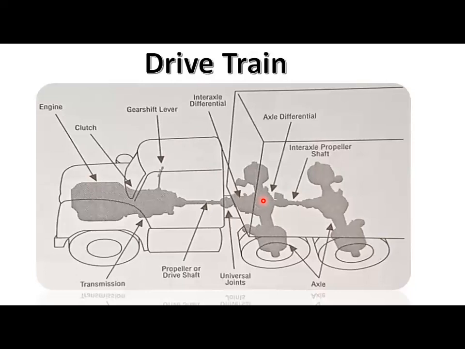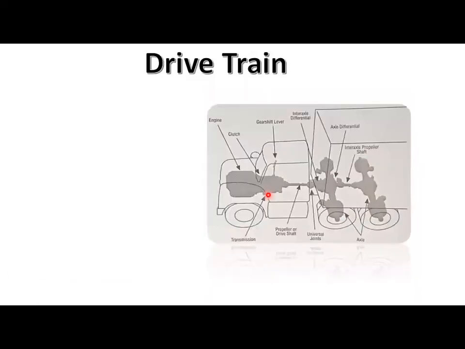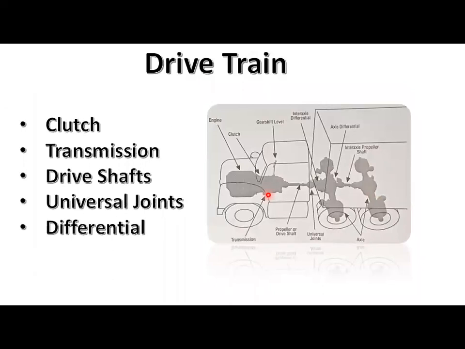Some trucks have single drive axles, but other trucks, which are heavy duty tractors pulling longer or heavy duty trailers, have a tandem axle or tandem differential. So the drivetrain takes the power generated by the engine and applies it to the tractor's rear wheels, okay? So as the wheels turn, the rig moves.